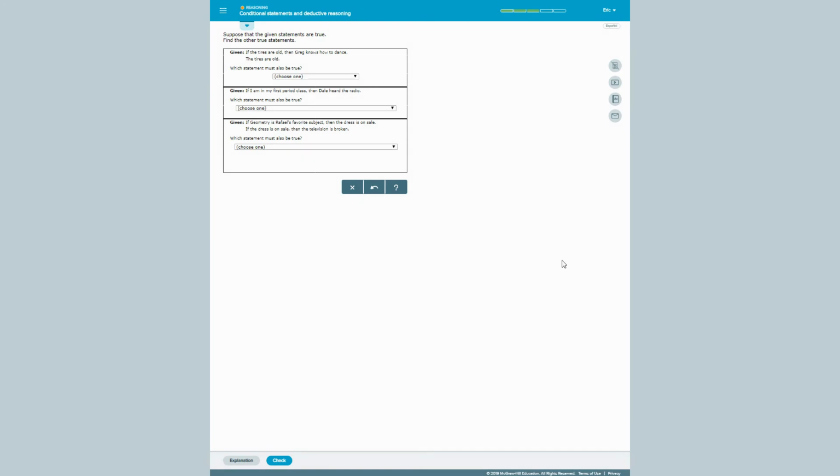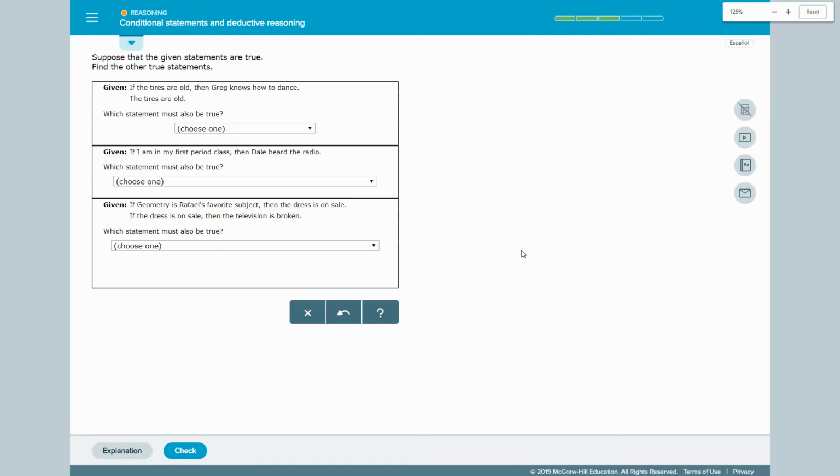So let's see if we can break it down. And I'll show you what to look for in this particular topic. If the tires are old, then Greg knows how to dance. Well, the tires are old, so Greg knows how to dance. It's kind of a straightforward thing. So Greg knows how to dance.